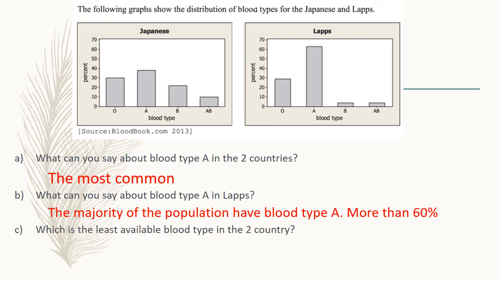Third question: which is the least available blood type in the two countries? It is AB. If you look at the first graph and the second graph, you will find that the shortest bar is blood type AB. We'll go to another example.